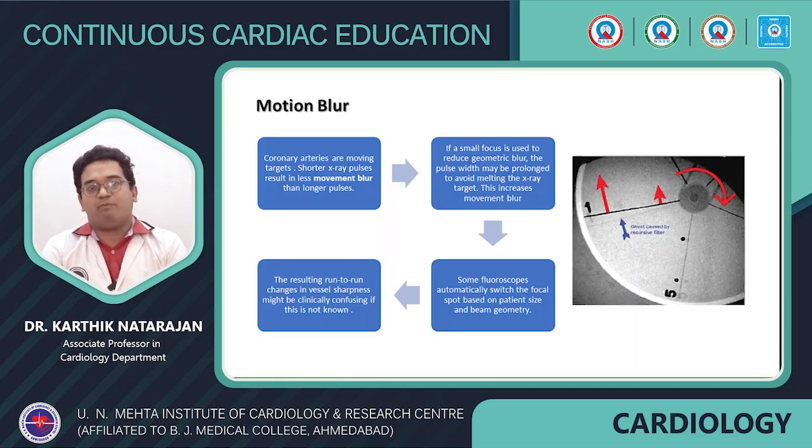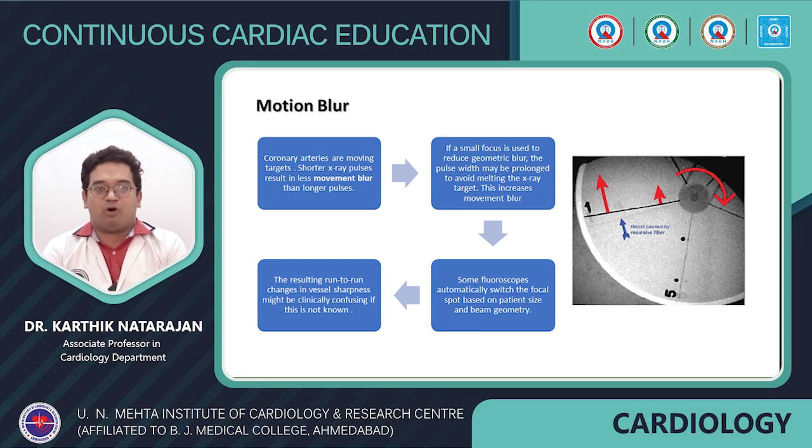Now, the concept of a motion blur. The coronary arteries, they are moving objects, so you tend to have a motion blur, and a shorter X-ray pulse will result in less movement blur than the longer pulses. Now, if a small focus is used to reduce the geometric blur, the pulse width may be prolonged to avoid melting the X-ray target. This increases the movement blur.